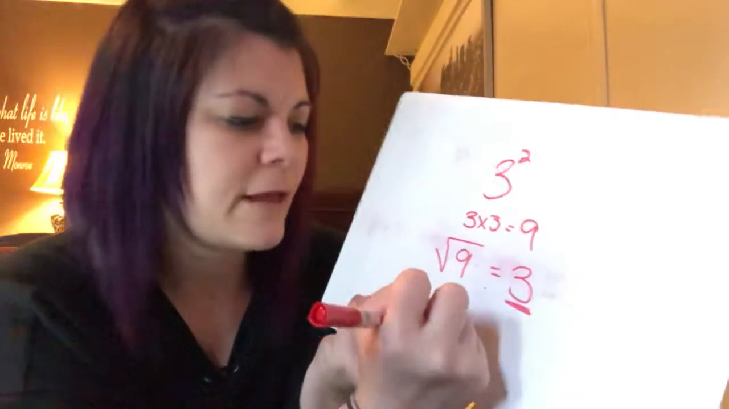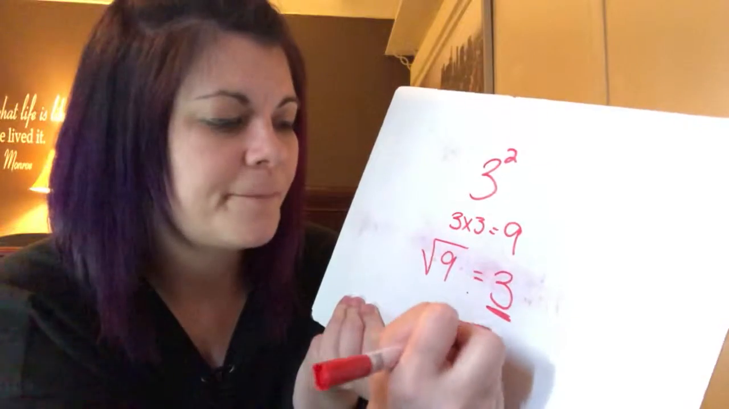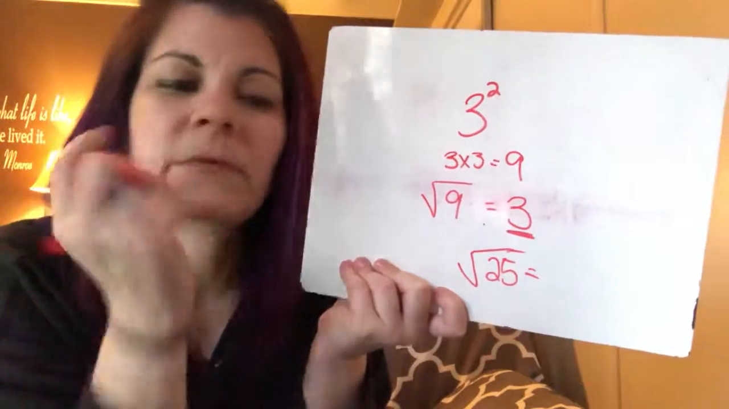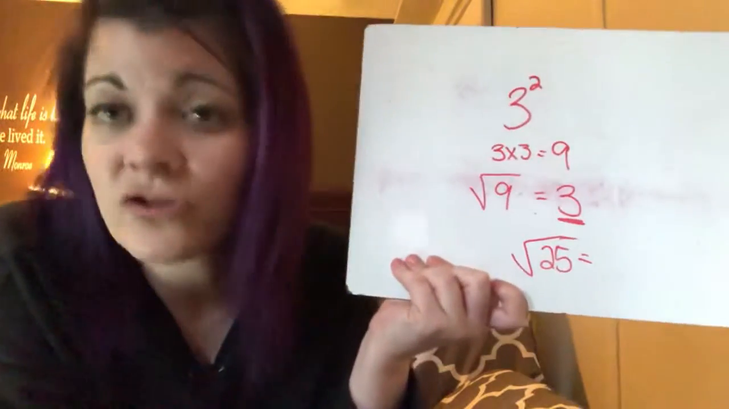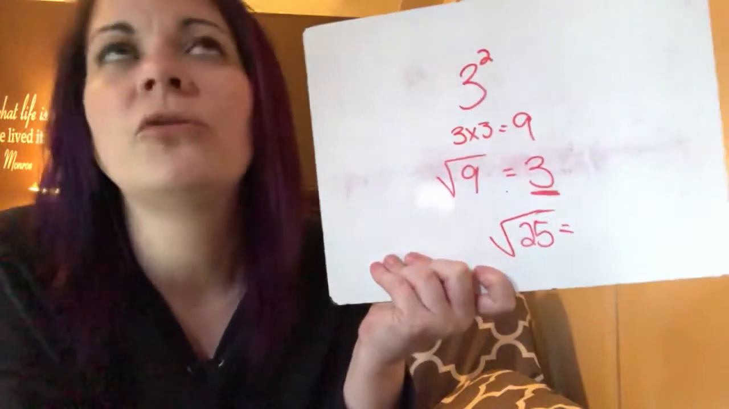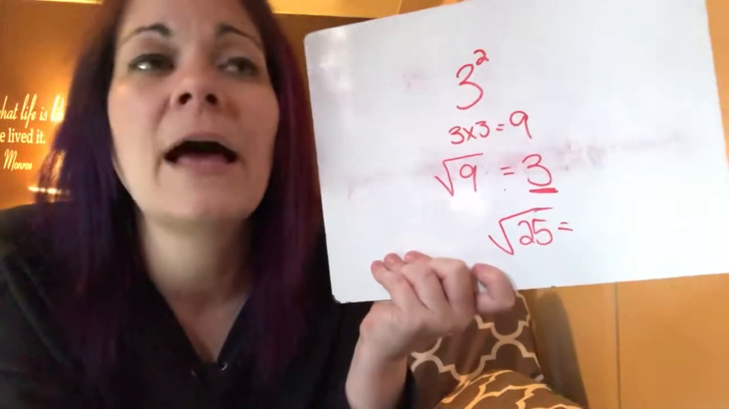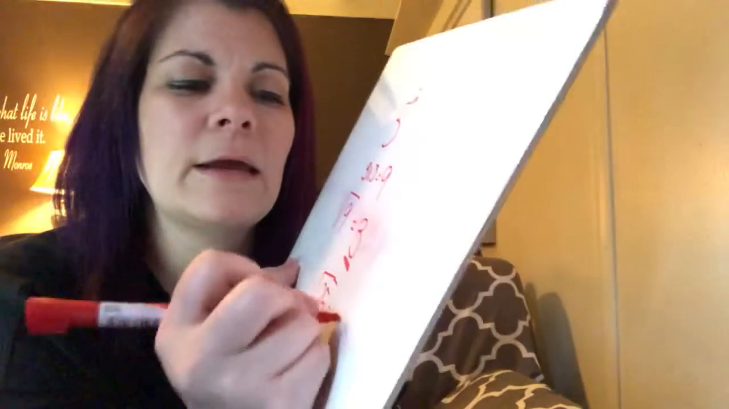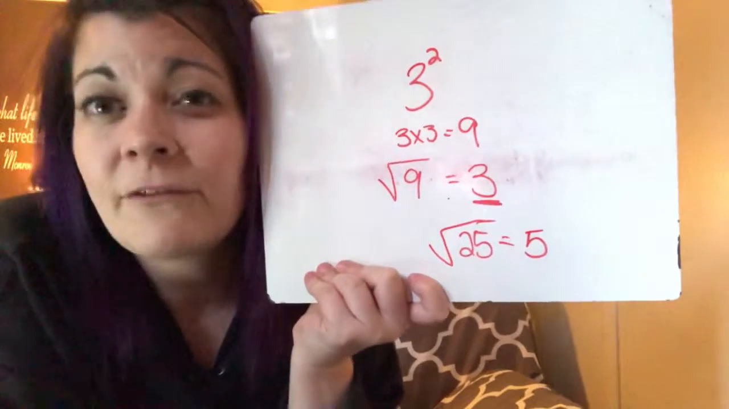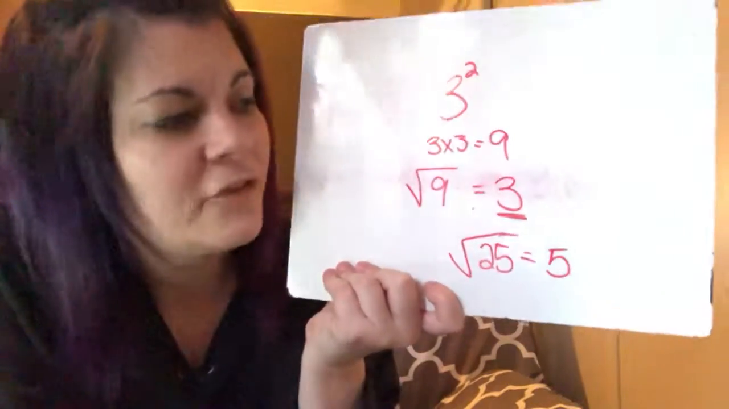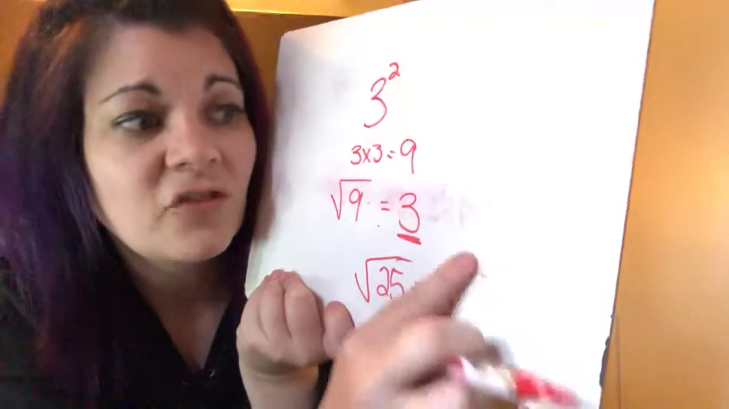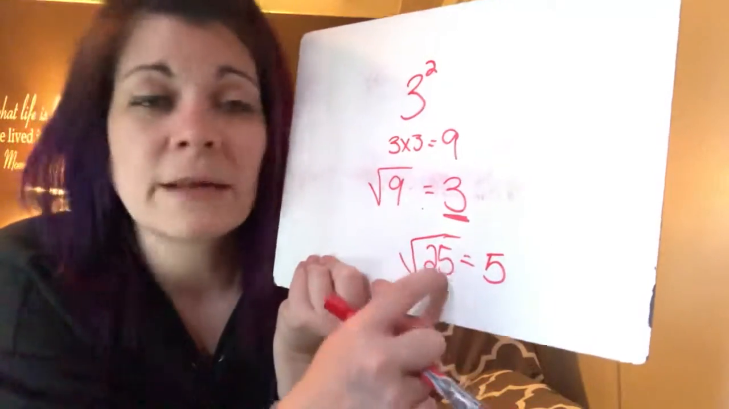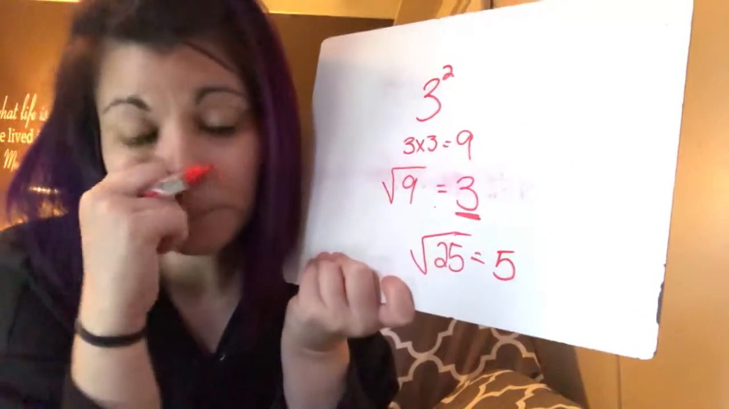So if I want to say the square root of 25, I would say what number times itself would give me 25? Well, if you don't know that, you can just go up. 1 times 1 is 1, 2 times 2 is 4, 3 times 3 is 9, 4 times 4 is 16, 5 times 5 is 25. Oh, there it is. My answer is going to be 5, because 5 times 5 gives me 25. My answer is not 5 to the second power. My answer is just 5, because it's asking me what number times itself gives me that, or what number to the second power would give me that. Okay?